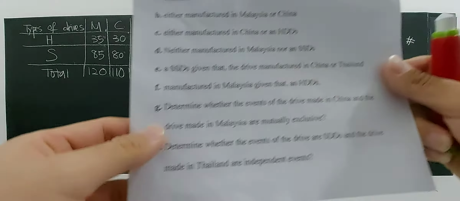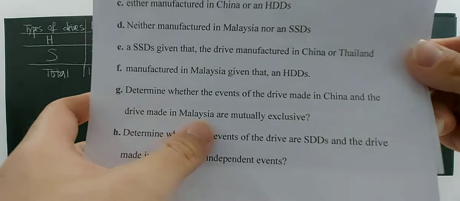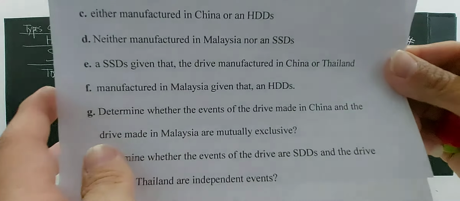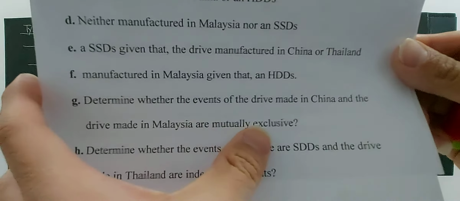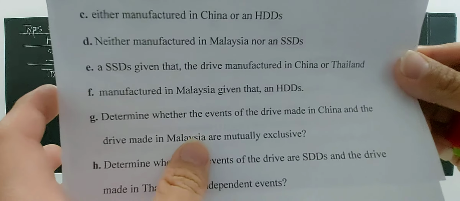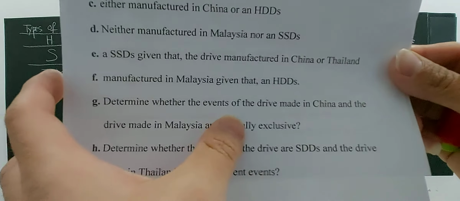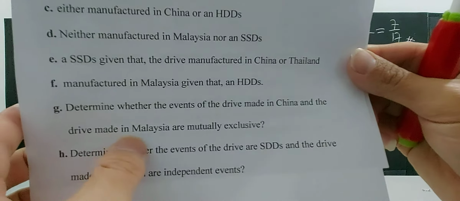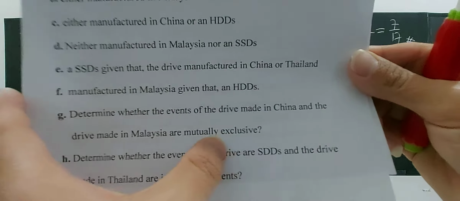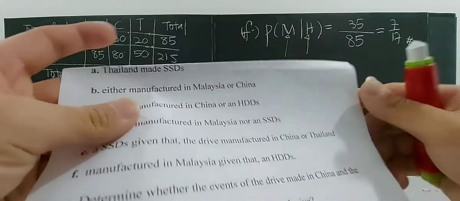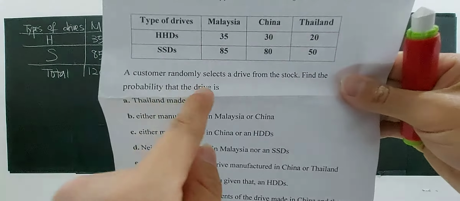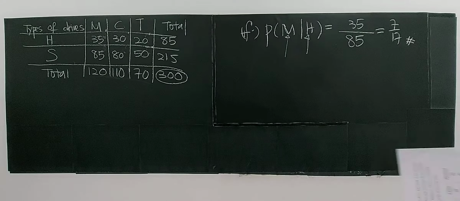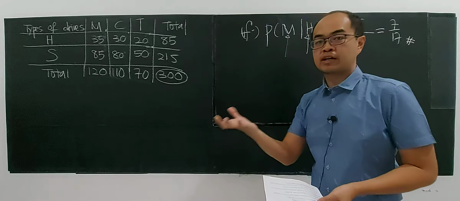Later on, determine whether the events of drive made in China and drive made in Malaysia are mutually exclusive. Just now I already told you, the events of drive made in China and drive made in Malaysia are mutually exclusive. Why? Look at the question. Only one drive is chosen. So when you choose a drive, when you buy a drive, there is only one drive.